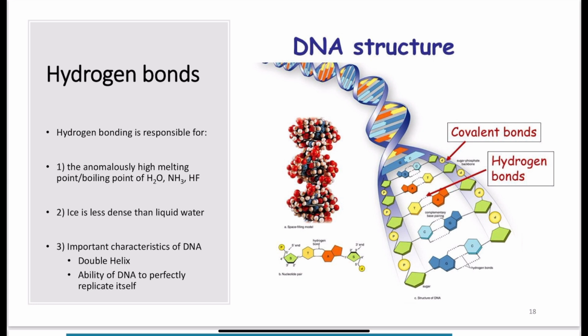But if I think about water, 18 grams per mole, ammonia, nitrogen is 14, hydrogen's 1 AMU each, so about 17 grams per mole. HF, I believe fluorine is about 19 grams per mole, so HF would be about 20 grams per mole. They all have about the same molar mass, but they all melt and boil at much higher temperatures than we would otherwise suspect, and it's due to hydrogen bonding.